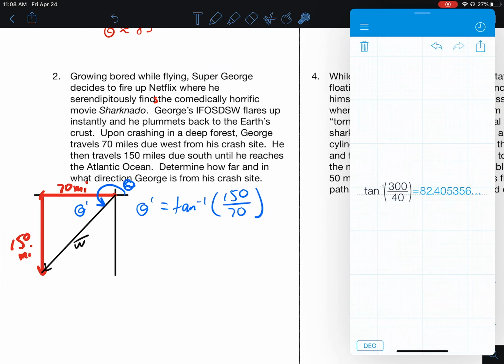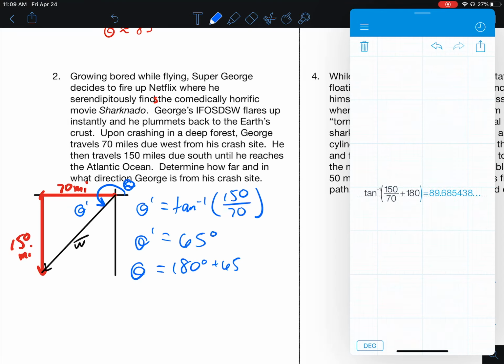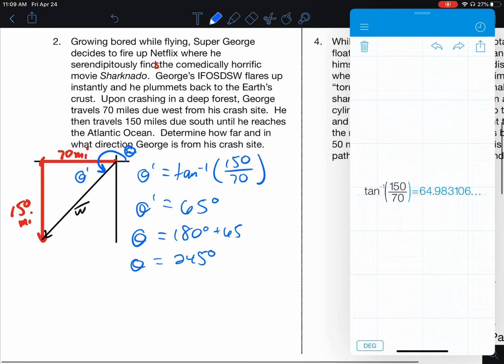So if I put this into my calculator, that gives me a reference angle of about 65 degrees. But theta is going to be 180 plus 65, which is going to be 245 degrees. That's in standard position. What about the magnitude?